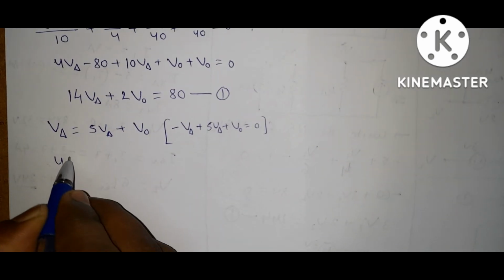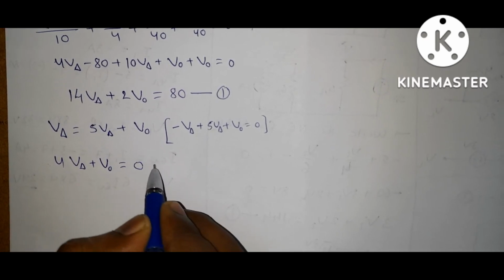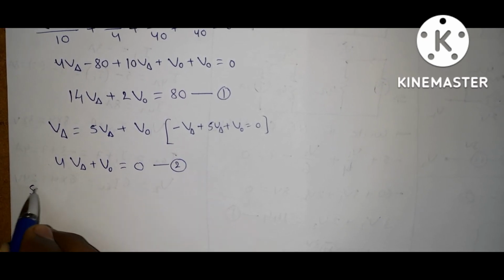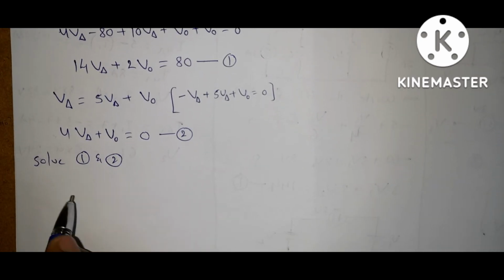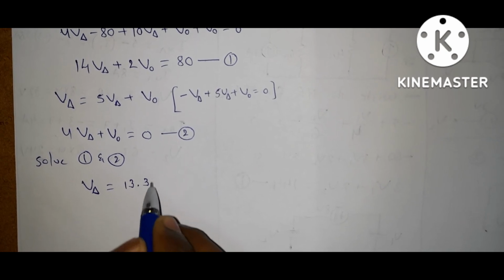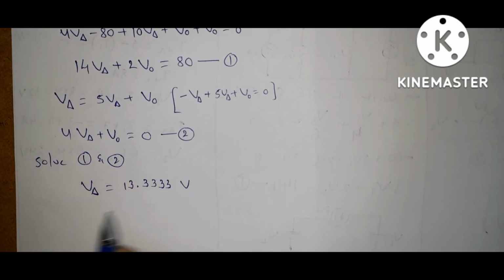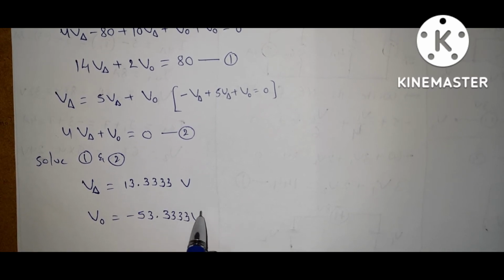So by solving, 4V delta plus V0 is equal to 0. Equation 2. Solve 1 and 2. You will get the values of V delta is 13.33 volts and V0 is minus 53.33 volts.